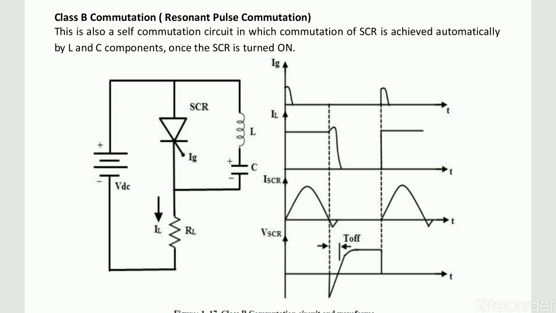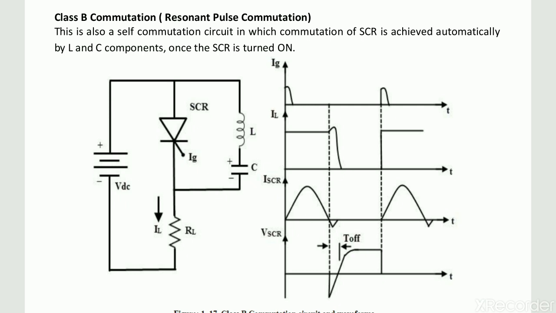As soon as the DC supply, that is VDC, is applied to the circuit, the capacitor charges with the upper plate positive and the lower plate negative, as shown in the figure. As soon as we provide the DC supply, the capacitor charges through the inductor with the upper plate positive and the lower plate negative. The voltage across the capacitor is almost capital E, the same voltage which is provided by the DC supply.